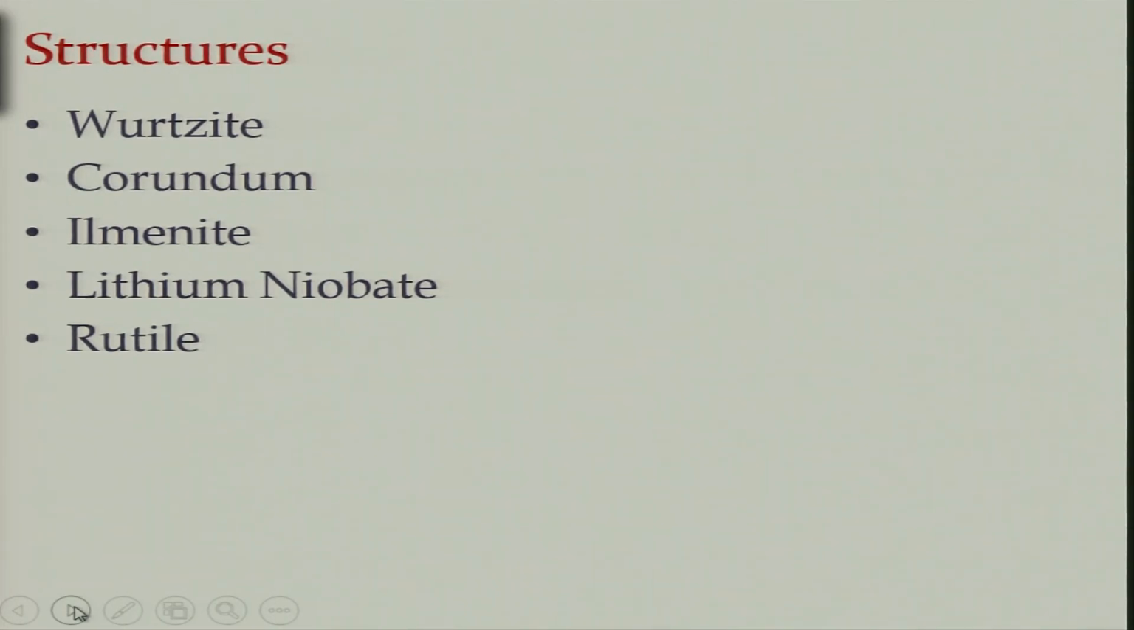So let us now move to the next final part of this, that is HCP packing of anions, where anions pack themselves in HCP fashion and the cations occupy the interstices. The structures that we will consider are wurtzite, corundum, ilmenite, lithium niobate, and rutile. Many of them are similar, but we will see how the deviations take place.